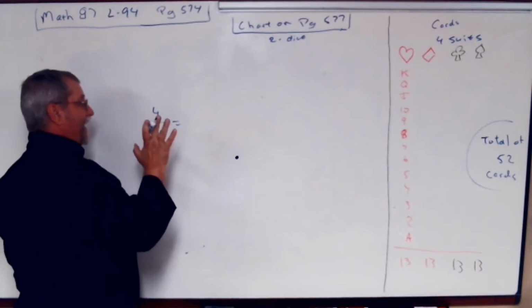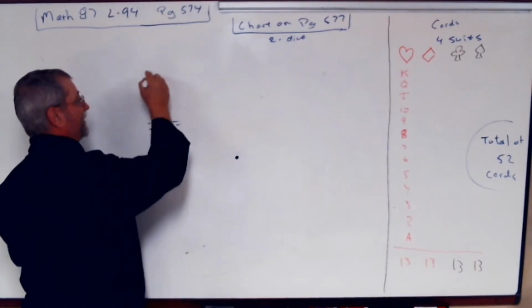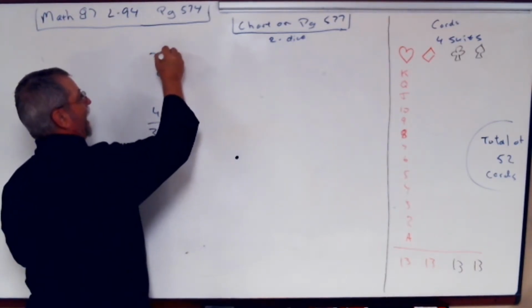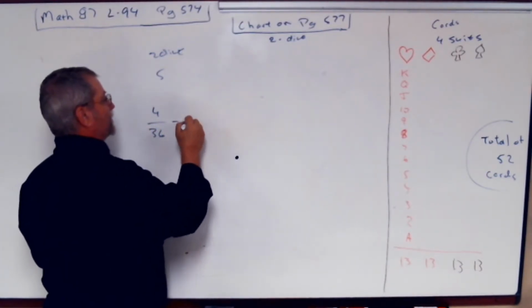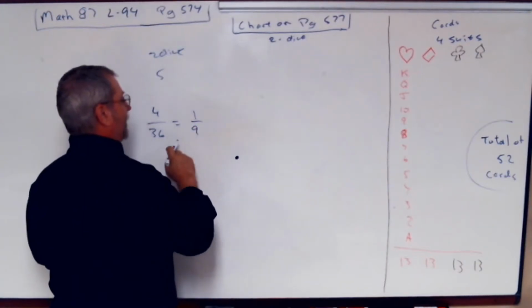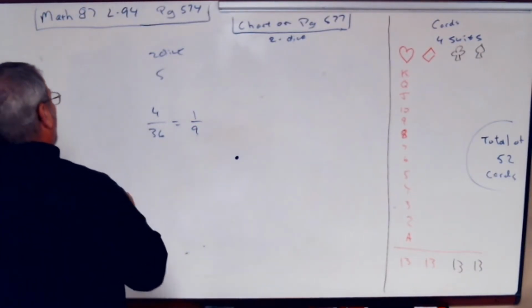Probability of rolling 2 dice and getting a 5. Getting a 5 is 4 out of 36, which reduces to 1 out of 9. All right? You just count whatever you have.